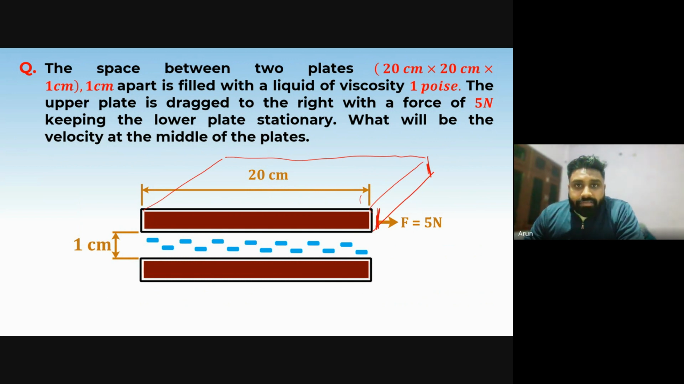The space is filled with a liquid of viscosity 1 poise. 1 poise means 0.1 Newton second per meter square. Now, the upper plate is dragged to the right with a force of 5 Newton, keeping the lower plate stationary. What will be the velocity at the middle of the plate? At the middle of the plate.